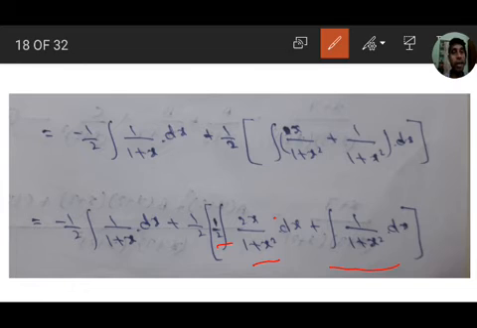The first one uses the formula integration 1 by ax plus b, which is 1 by a into log of ax plus b. The second uses the formula integration f dash x by f of x, which is log of f of x plus c. The third one, integration of 1 by 1 plus x square dx, is tan inverse x.